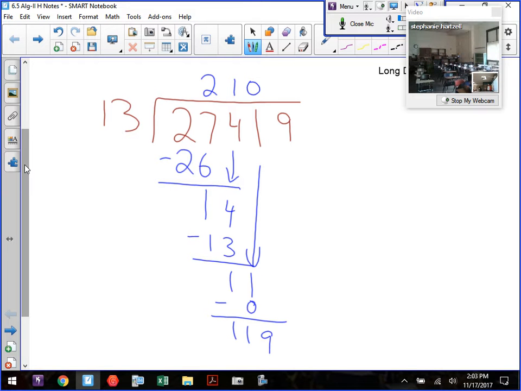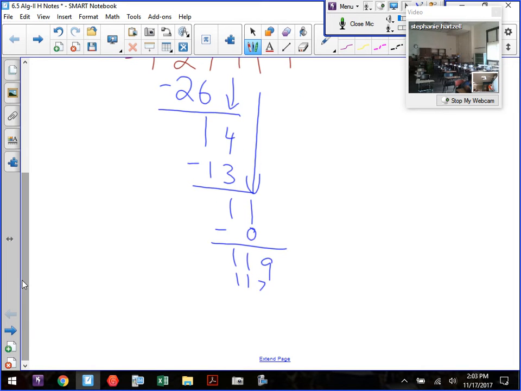So 13 into 119. This is where you have to start thinking a little bit larger scale. I know 13 times 10 would be 130. If I back out 13, I get 117. So it's 9. I put a 9 here, and I get 117.